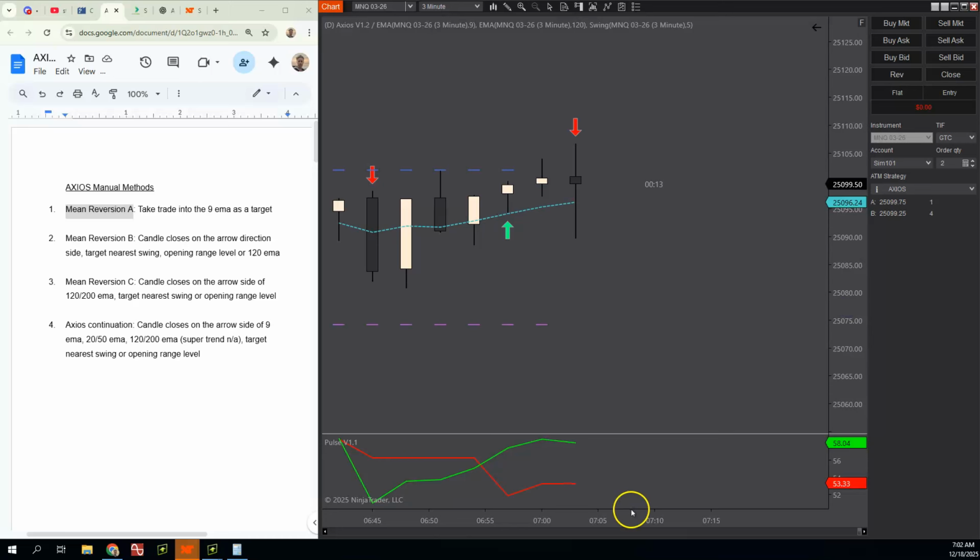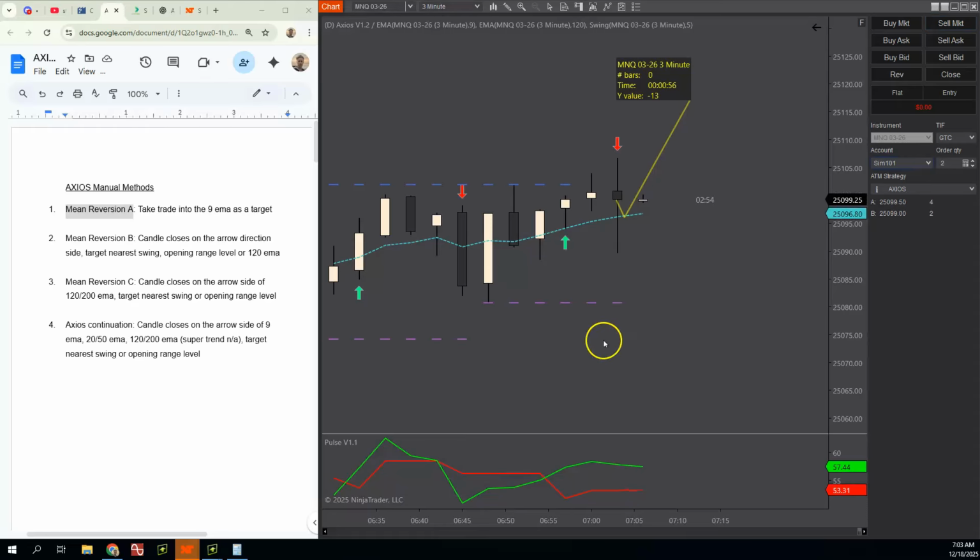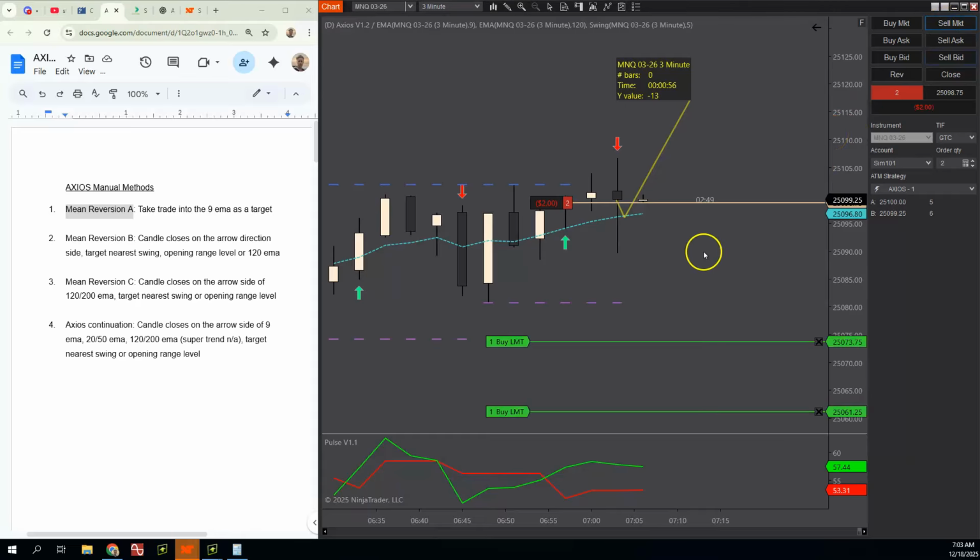Okay, and maybe this candle will pull up a little bit. Okay, and then we can sell market because we're looking at 13 ticks into the 9 EMA. Hold on a second. I don't want to take any accidental trades here. So sell. Order filled.